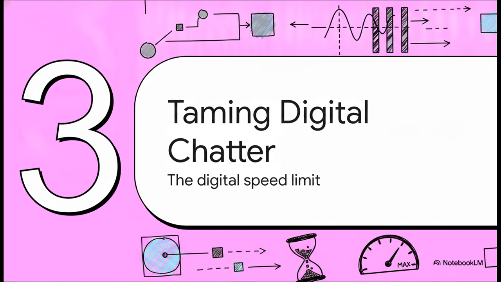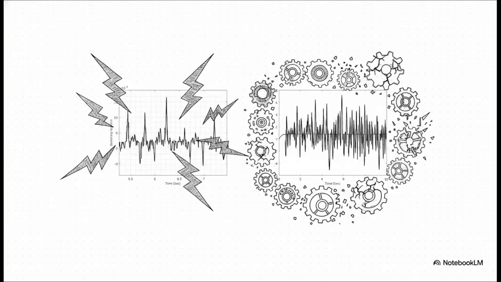Section 3. Taming the digital chatter. Remember our digital divide? Discrete digital controllers can't switch infinitely fast. They have a permanent speed limit based on their sampling frequency. So what actually happens when you force continuous math into a discrete time computer? You get violent, erratic spikes. Because the computer can't switch fast enough, it overshoots and undershoots the target line again and again. Engineers call this chattering. And in the real world, this aggressive, high-frequency chattering isn't just bad math. It can cause massive electrical current peaks that literally fry circuits, or it can shatter physical mechanical gears. It's digital chaos destroying physical hardware.